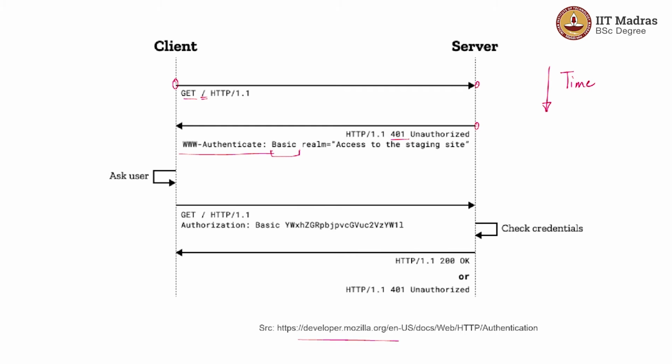It basically says this is basic authentication, and this realm is an identifier which says where you should go look for the password. Realms are basically used to give some more clarity about what kind of login the server is expecting to see.